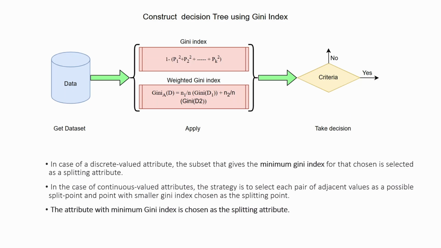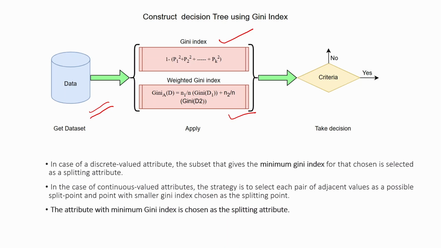Next, how will you construct the decision tree using the Gini index? A data set will be given. What you have to do is find the Gini index for each feature. Then we have to find the weighted Gini index. After that, you have to find the splitting criteria, which feature has to be taken as the root node or the parent node. The root node is the topmost.